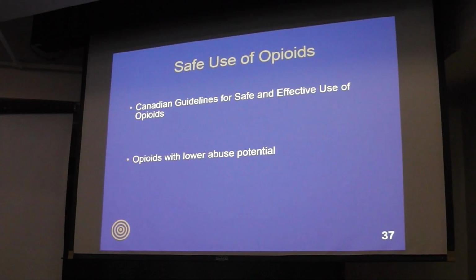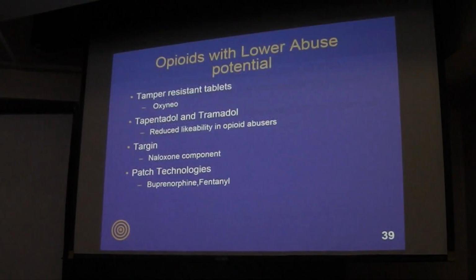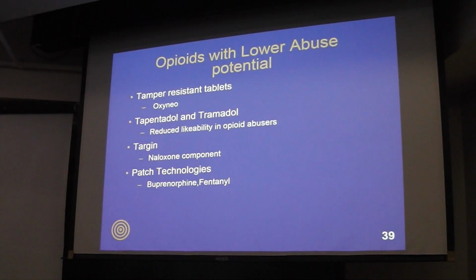But we have all these other drugs. So OxyNeo is one that's not abusable. Tapentadol is called Nucynta. You don't get high from it. It works great for pain, but you don't get high. Targin was mentioned earlier because it has naloxone to block constipation. But if they try to snort it or inject it, they'll have immediate withdrawal. So it's not a drug of abuse. Or there are these patch technologies that work through the skin.